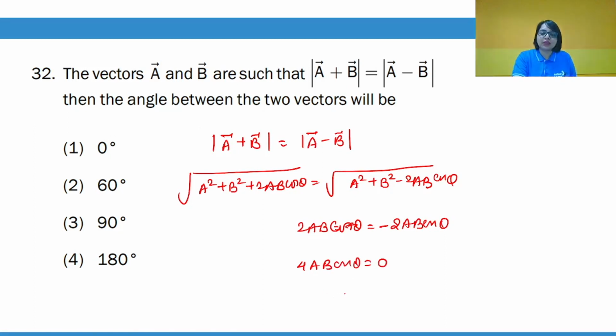So cos theta will be 0. So theta is 90 degrees. So the correct answer is option 3.